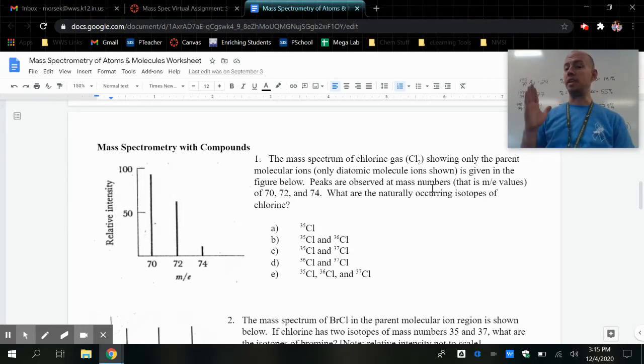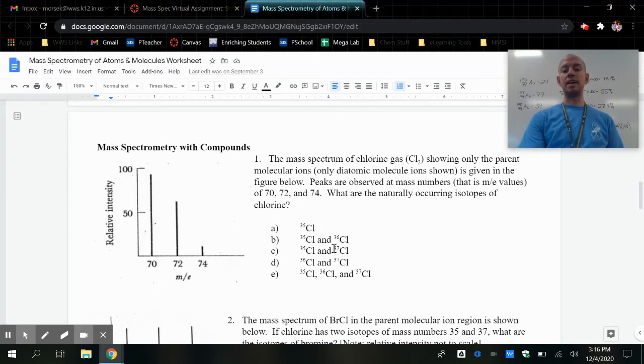Peaks, which are the bars on our bar graph of the mass spectrum, are at the mass numbers of 70, meaning that we have a molecule that has a total mass of 70, 72, a total mass of 72, and 74. When it asks what are the naturally occurring isotopes, that's just its way of saying what combinations of chlorine atoms gave us this spectrum or could make these masses. So it's kind of a process of elimination when it is multiple choice, but we can also strategize and understand what these different numbers might mean.